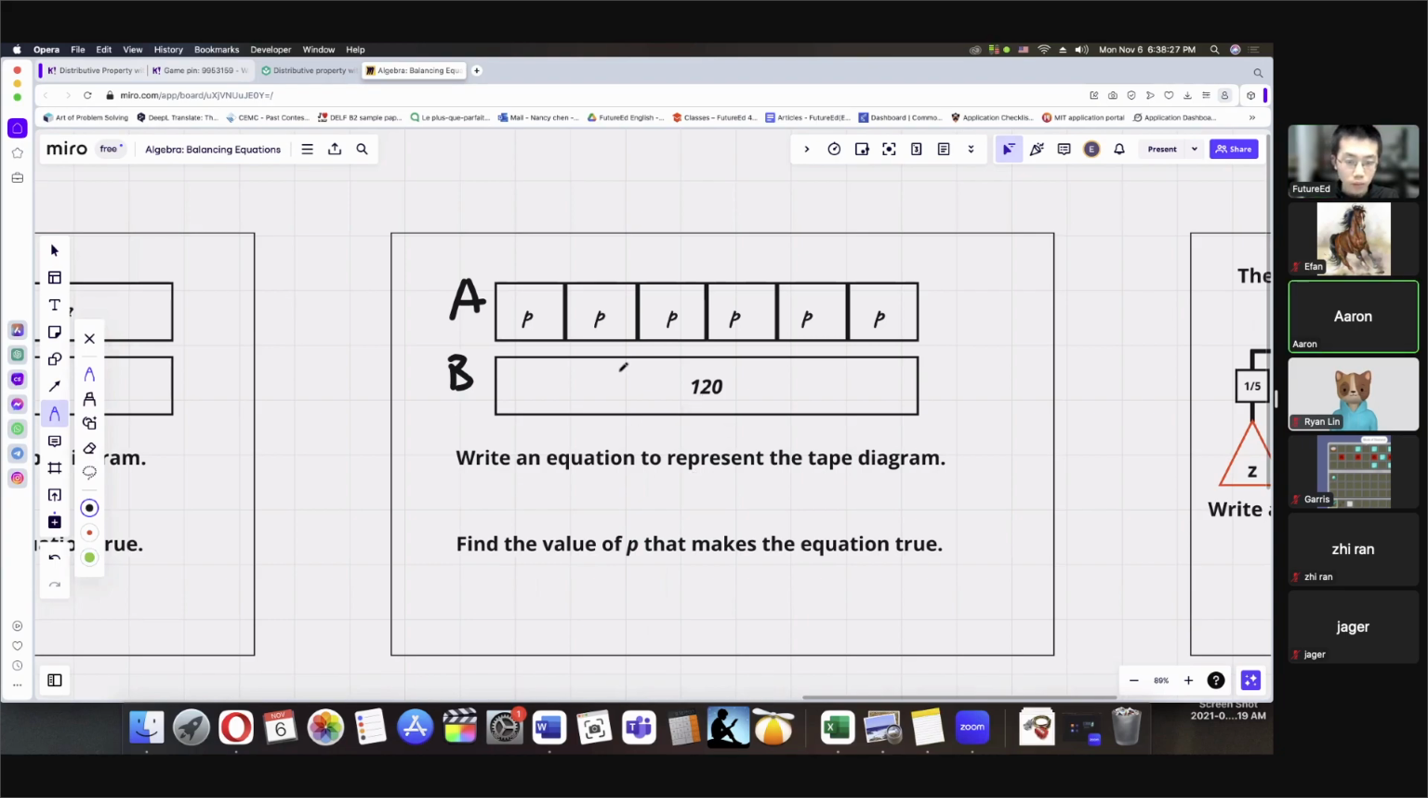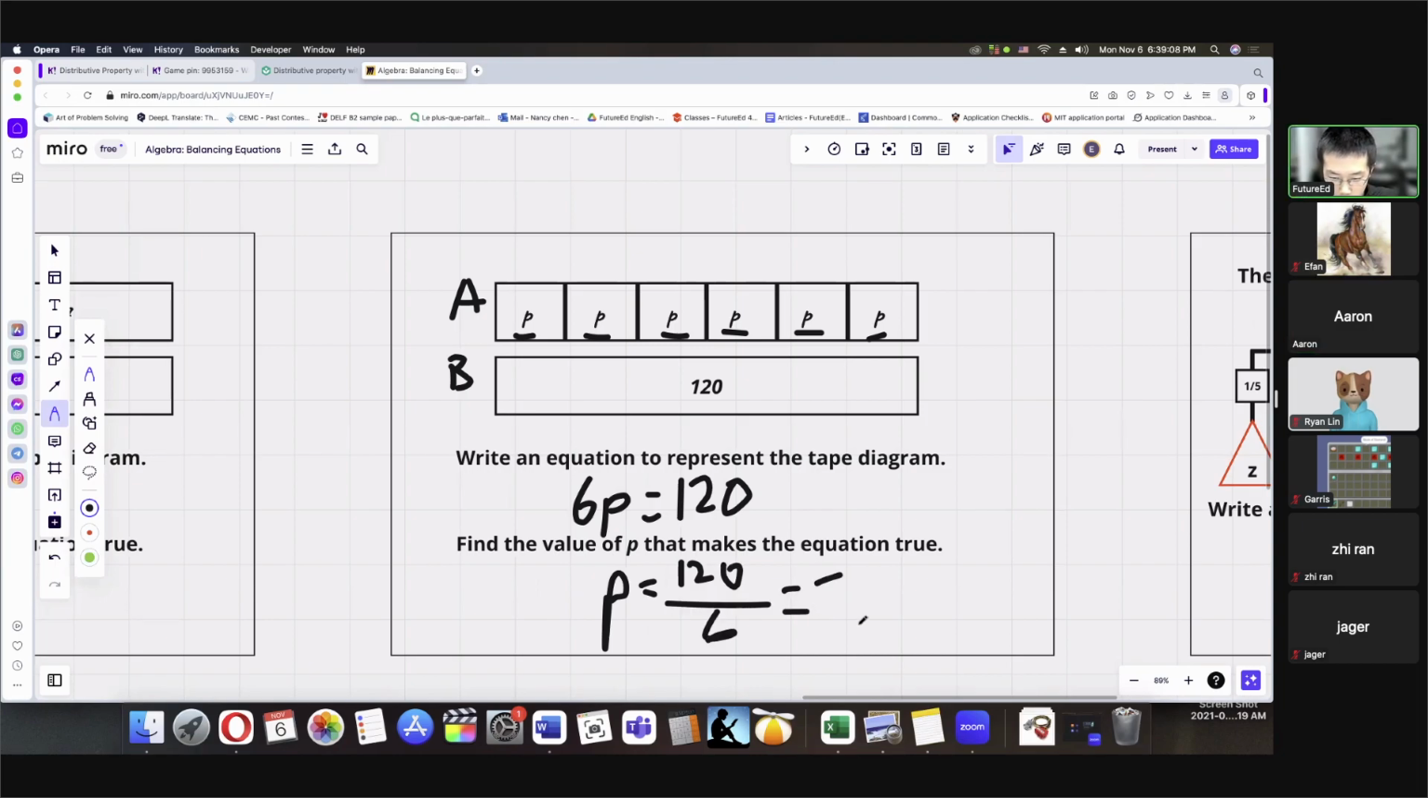There are 6 cubes. And they all have length p, okay? So we have 6p equals what? 120. Awesome. So we see that these 6 p's, if you put them in a row, are the exact same length as 120. Now, how do we find p? 120 divided by 6. Exactly. So if we divide each side by 6, we get 120 divided by 6, which is 20.